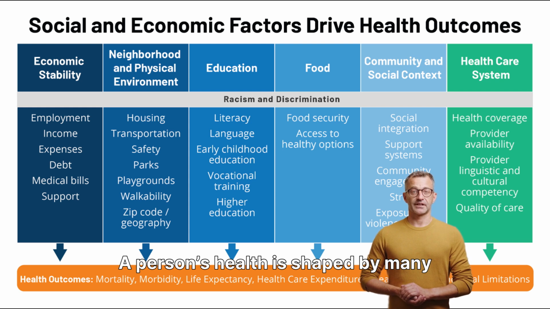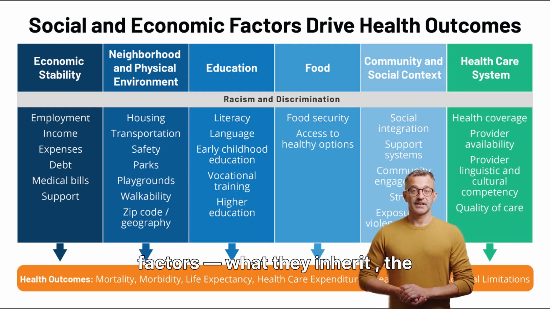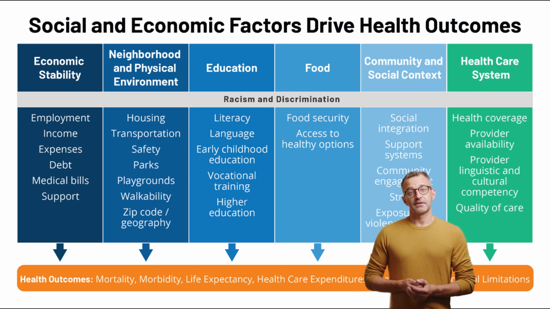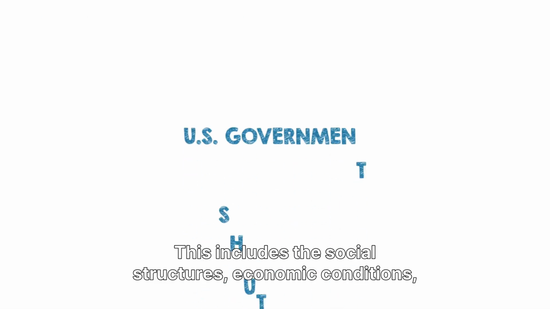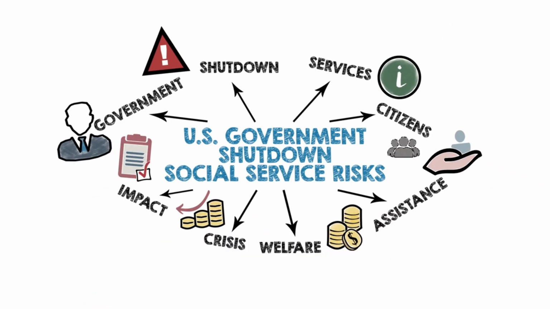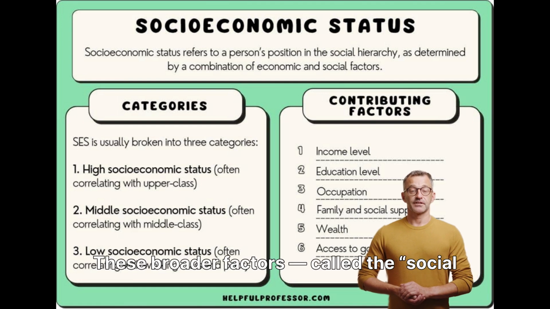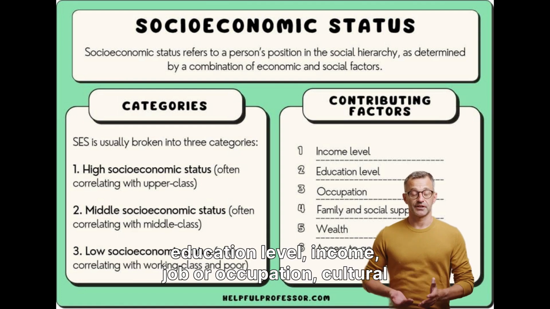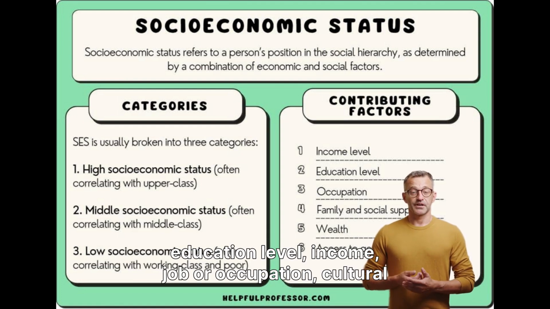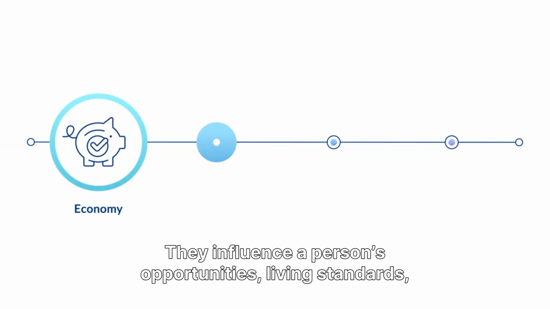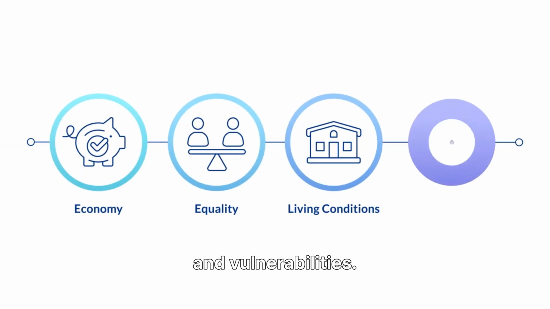A person's health is shaped by many factors: what they inherit, the choices they make, and crucially, the environment in which they live. This includes the social structures, economic conditions, access to resources, community support, and health services. These broader factors, called the social determinants of health, include things like education level, income, job or occupation, cultural background, and social class. They influence a person's opportunities, living standards, and vulnerabilities.